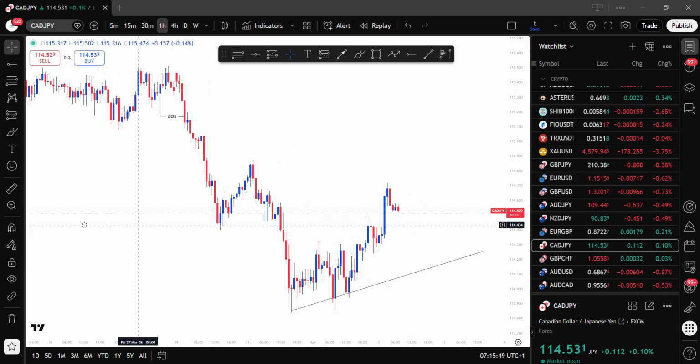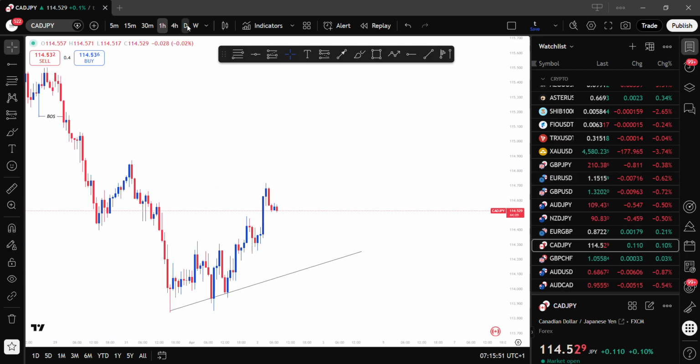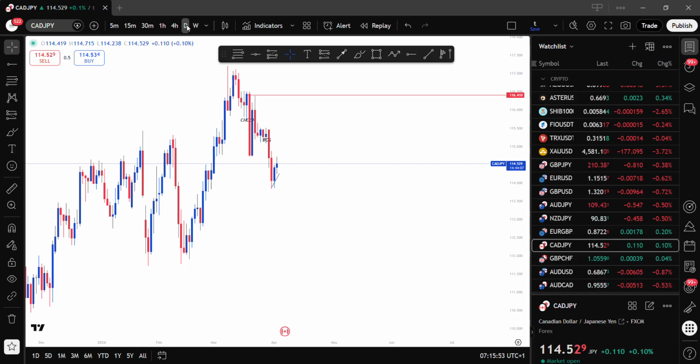On CAD JPY, you can see from the daily time frame the market has been kind of ranging here. It's a buy: higher high, higher low, higher high, higher low. Then it goes on to test this zone, and the buy will continue. So let's see the 1 hour time frame.